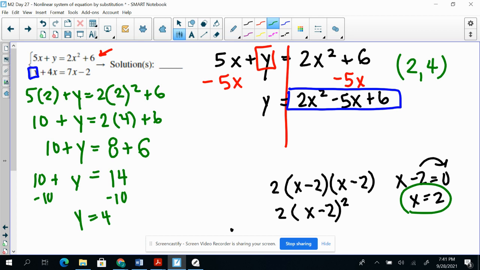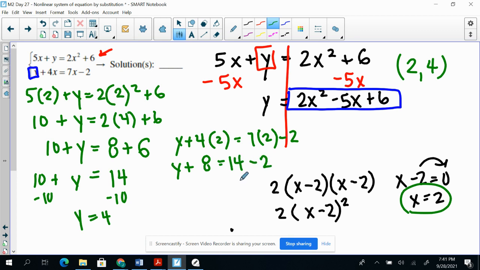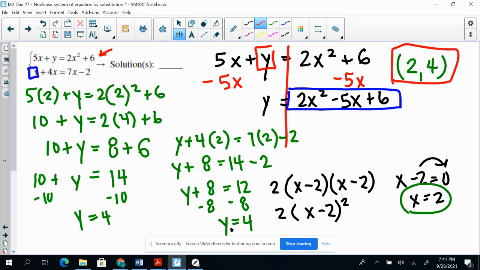In our second equation, it should work exactly the same. So y plus 4 times 2 equals 7 times 2 minus 2. 4 times 2 is 8. So y plus 8 equals 14 minus 2, which will give us 12. Subtract 8 from both sides. And y is going to give us 4, just like we had before. So our solution set to this system is when x is 2, y is 4. So this would be your answer.